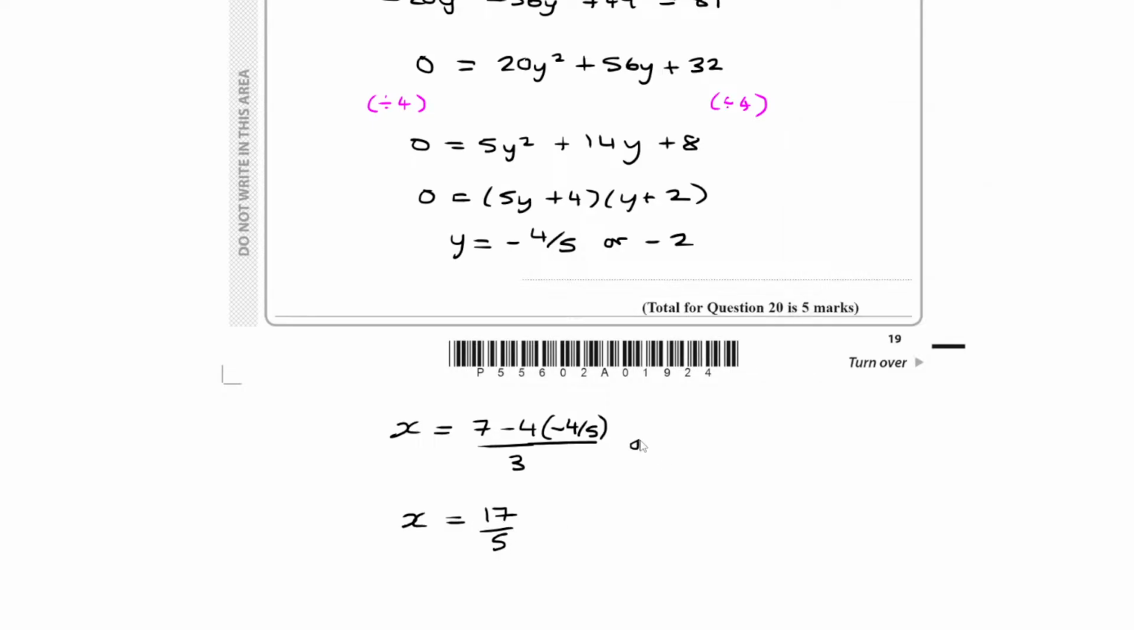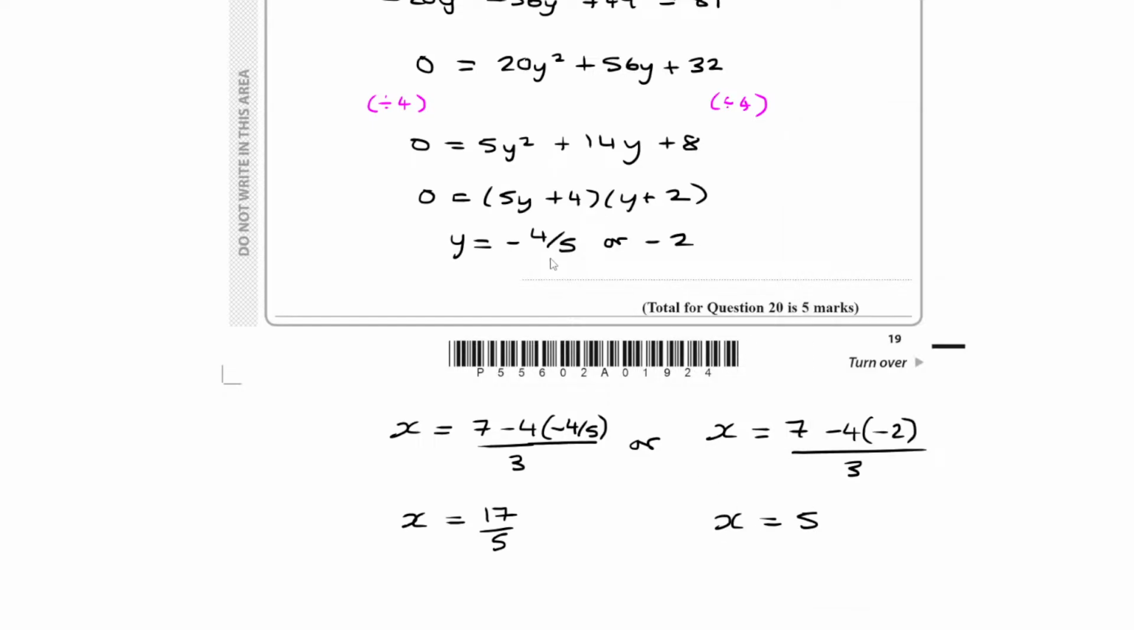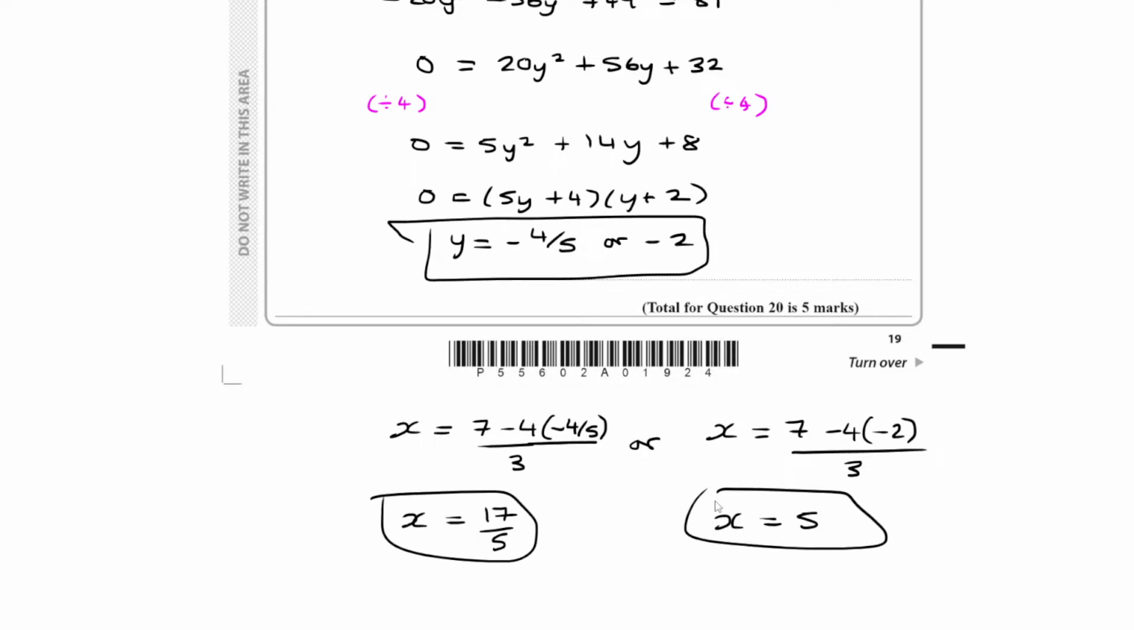And then you need to do the same with the minus 2. So 7 minus 4, where it used to say y, I'm going to substitute in minus 2 over 3. And you can just go back and change this. And then get 5. So do you see how I've got 2 y values? Because it's a quadratic one, you should have 2 of each, and 2 x values.